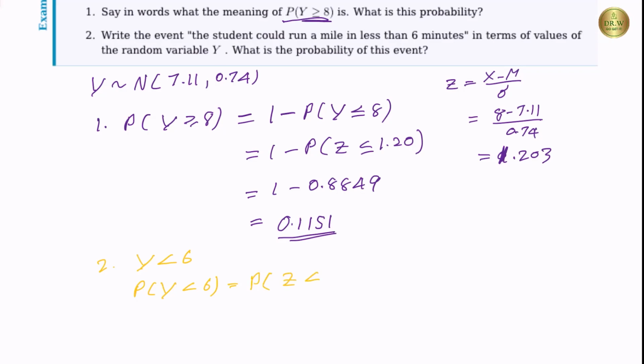How do we convert to the z value? Z equals x minus mu over sigma. What is the x? X is 6 here minus mu. Mu is 7.11 and divided by 0.74. So this is negative 1.5. Therefore we can write here negative 1.5. Now we find the probability z less than negative 1.5.